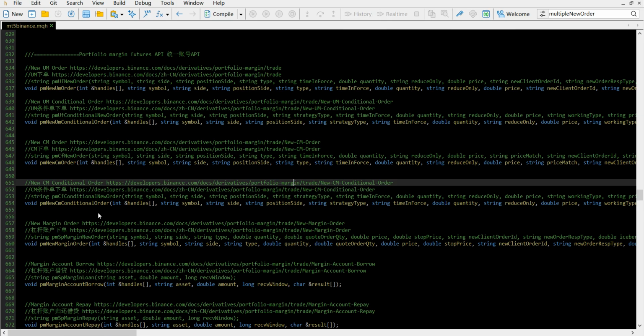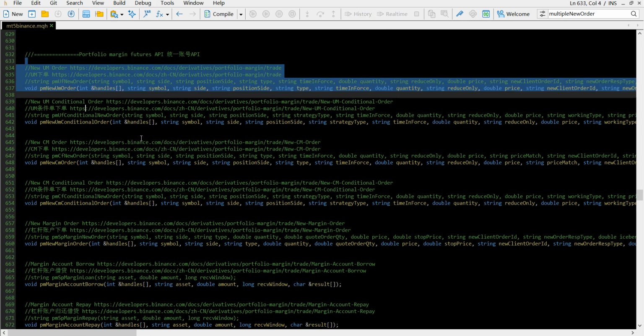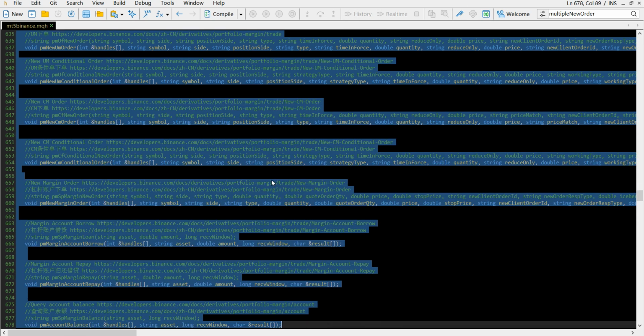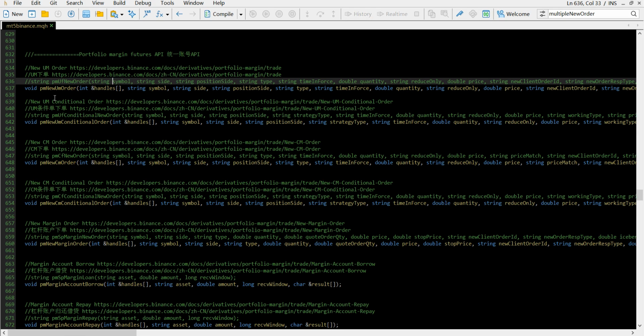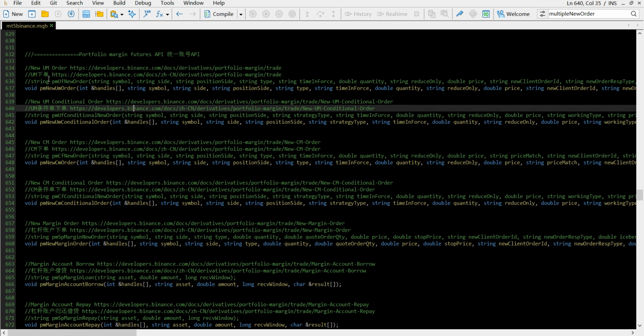Let's have a look. We can see if your account is portfolio margin mode, you have to use all these MQL functions to trade. These function names are all start with PM. PM represents portfolio margin. If your account is classic mode, you cannot use these MQL functions to trade.